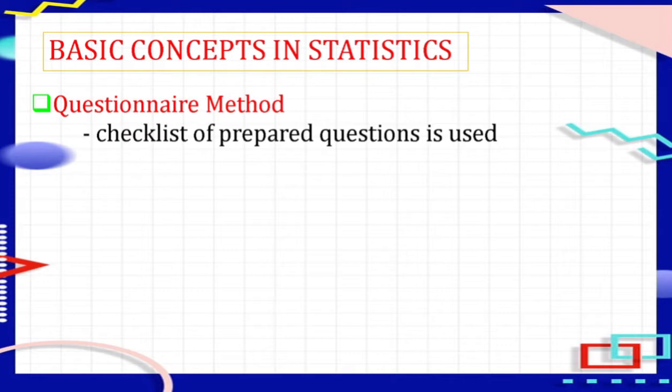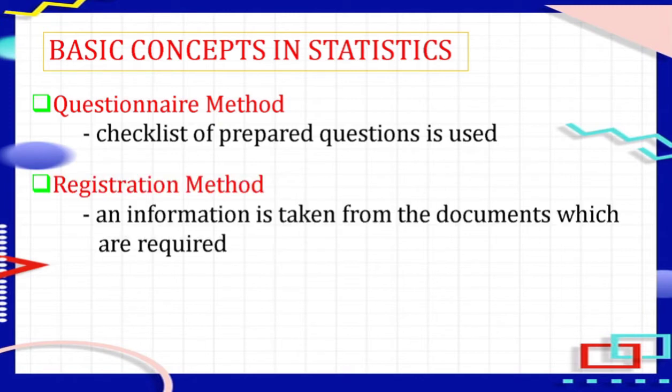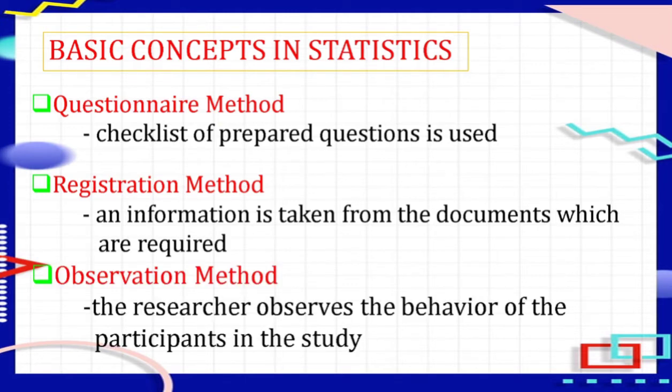Next, so these are the instrument used to gather data. Yung ginagamit para makakuha ng informasyon. The first one is questionnaire method. So, in questionnaire method, there will be a checklist of questions. Okay, so i-check lang nyo dyan. Next is registration method. It is an information from the documents which are required. That is registration method. 3, observation method. So meaning the researcher observes the behavior of the participants in the study.